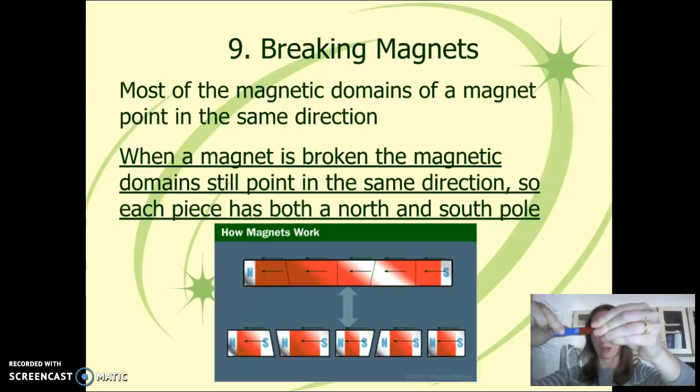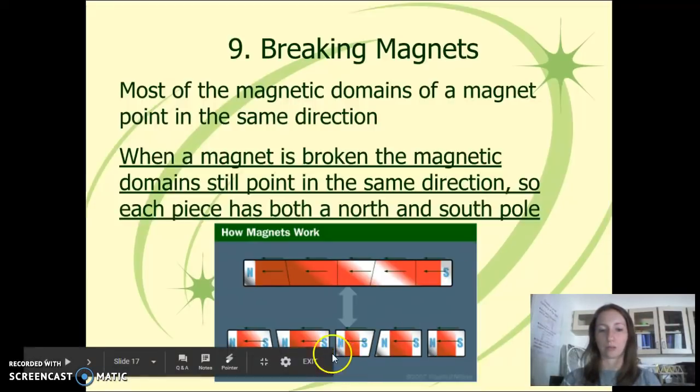So what would end up happening if I broke the south and the north off, this south side would rebuild a north side on this end, right? And the north side would have a new south side up here on this end. So just snapping a magnet in half only creates more tiny little magnets. The domains don't actually get messed up, so it still remains magnetized, just breaking it in half.